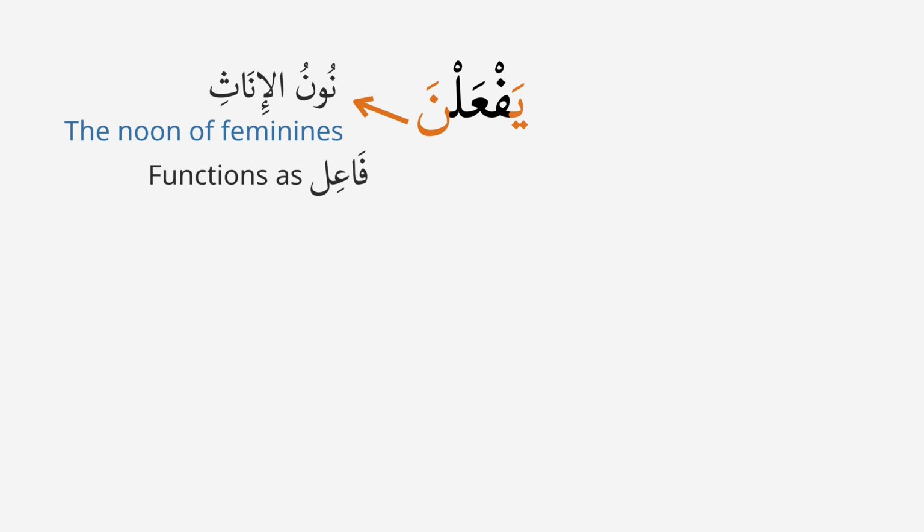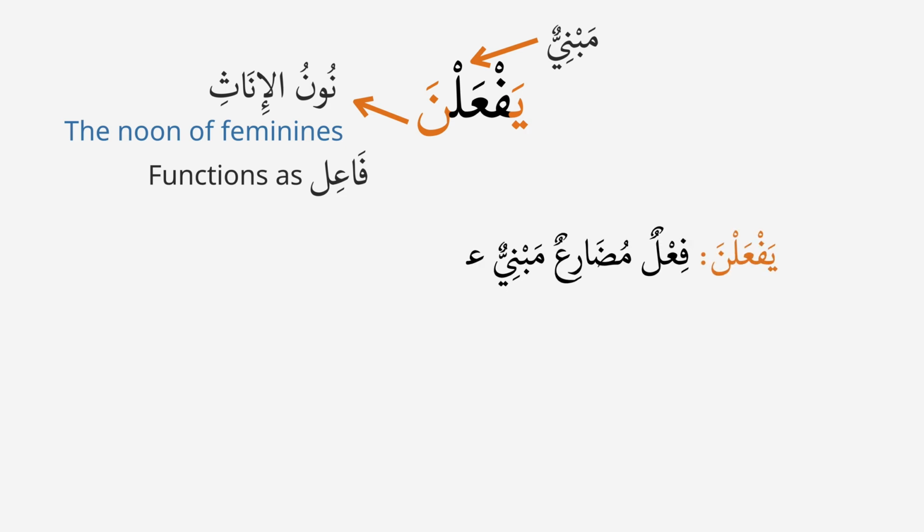Next we have يفعلن. Apart from حرف المضارعة, we see noon attached to it, known as نون الإناث, يعني the noon of feminines, which functions as فاعل. Moreover, we see a sukun on the third radical, which means that this verb is مبني.